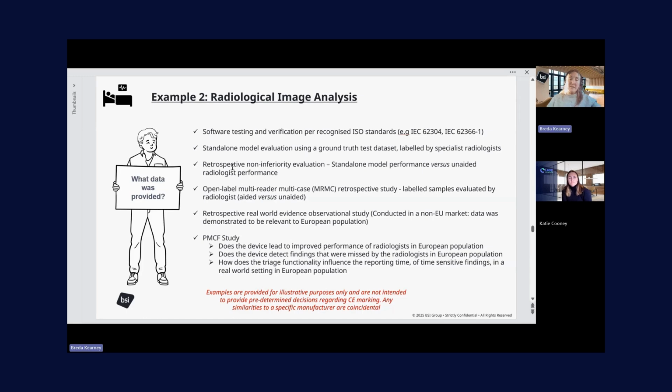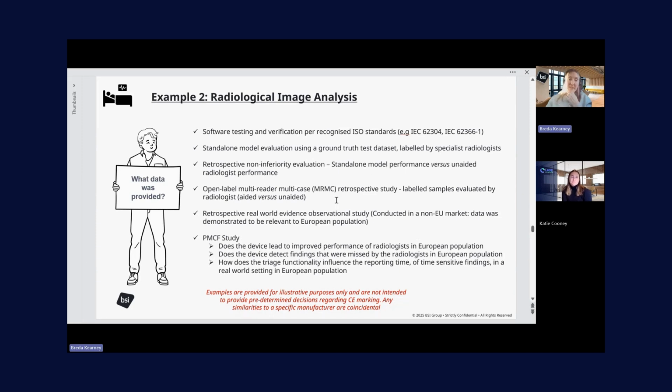They then did a retrospective non-inferior evaluation. So we're moving now into the clinical performance, which is what we're looking at here. They looked at if you have the software as a medical device on its own, compare it to just the human doing the same job. So how does the software on its own compare to the human? That was one study that they did.